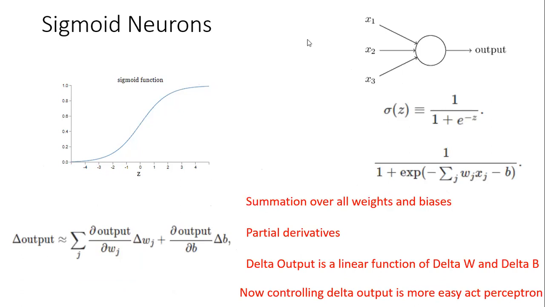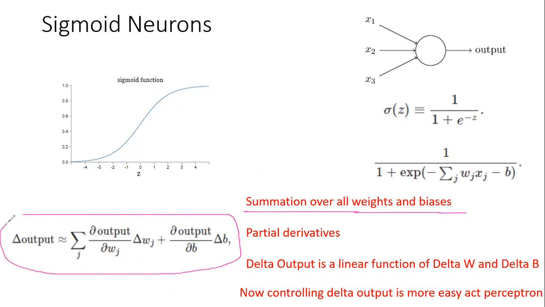So we need to sum over all the weights and biases. Yeah, so this is how we are doing it. We have been talking about the fact that the output neuron should be controllable by making small changes in weights and biases. A small change in weight and bias should be able to make a small change in the output. That was the statement, right?